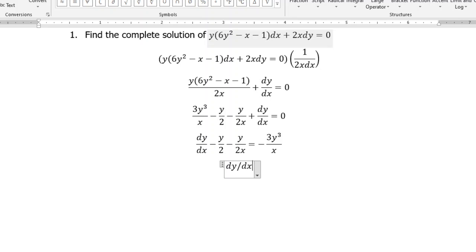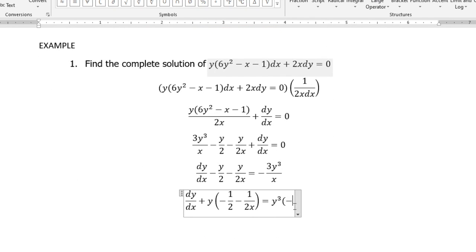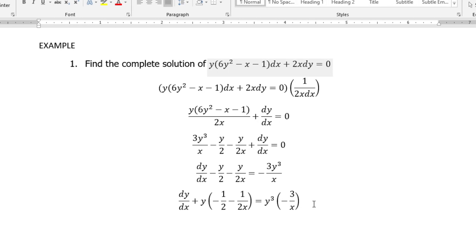So, dy over dx plus y. Ang matitira will be negative 1 over 2. Tama? Ito. Minus 1 over 2x. Kasi pag distribute mo si y, negative y over 2 and then negative y over 2x is equal to, separate natin si y cubed kasi meron tayong y raised to n, times q, ang natitira is negative 3 over x. Okay? So, yan yung naka-general form na or standard form ng Bernoulli.